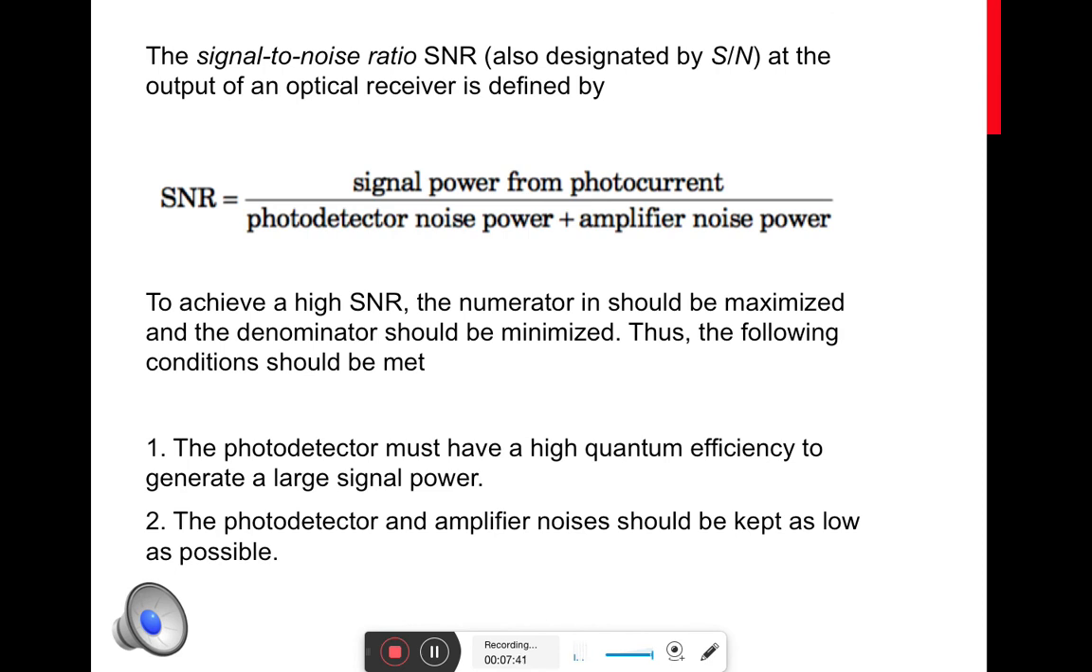So the next is the signal to noise ratio. Signal to noise ratio can be defined as the signal power from the photocurrent divided by the photodetector noise power plus the amplifier noise power. So for a better signal to noise ratio, we should have a high photocurrent. High photocurrent means high quantum efficiency, and for a better SNR we should have a lower denominator. Lower denominator means the photodetector noise power and the amplifier noise power should be kept as low as possible.